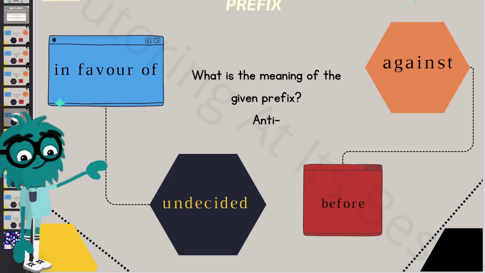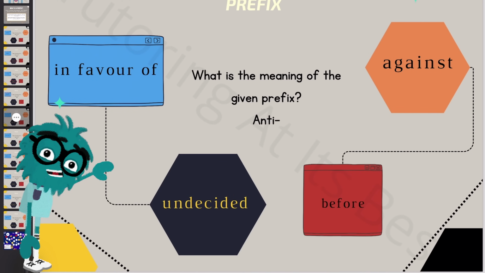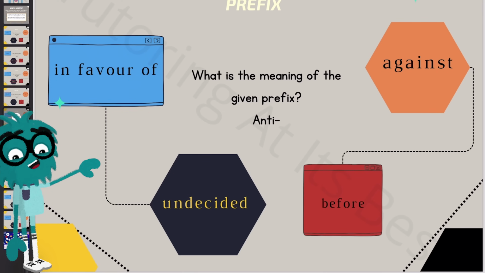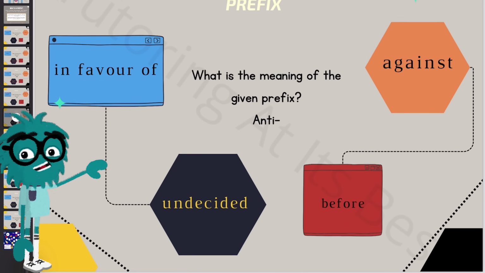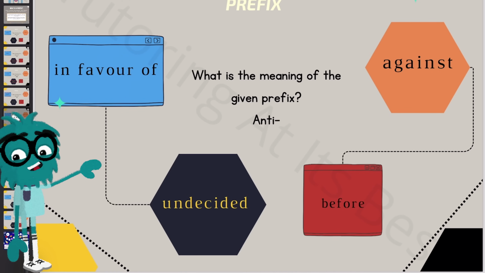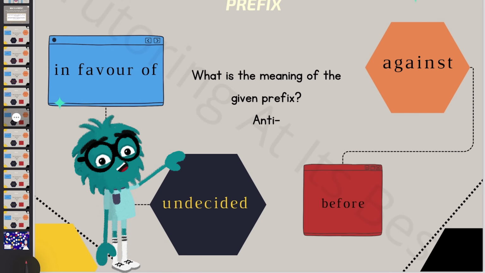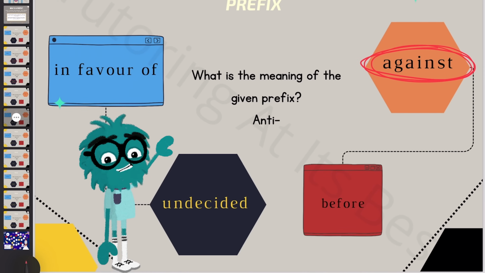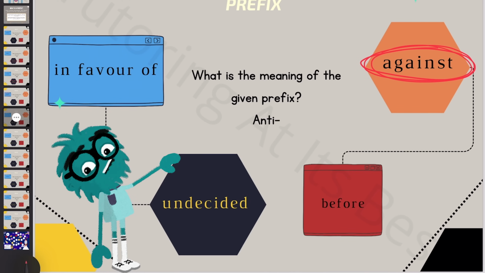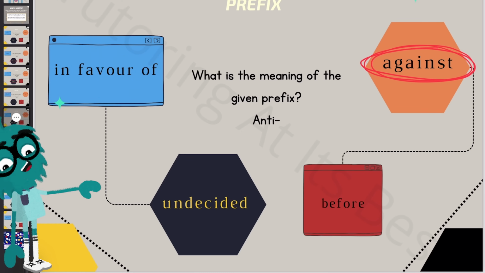Okay, the next question. Anti. If you're anti something, let's think about this. Look at the clock. What direction does it go in? Some would say clockwise. But if we say anti-clockwise, that's the opposite. So we know it's going against the current flow of time. So against will be our answer. So again, learn these prefixes and their uses. Over to the next one.